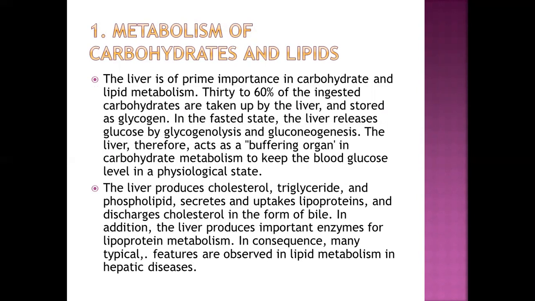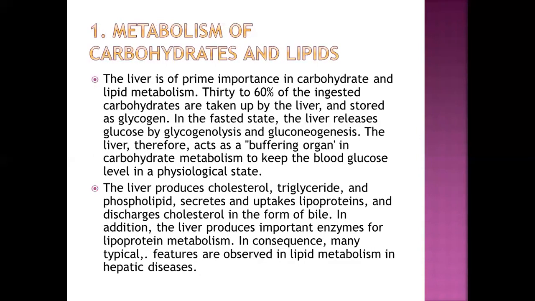First, metabolism of carbohydrates and lipids. First, the carbohydrates. Of prime importance in carbohydrate and lipid metabolism is that 30 to 60% of the ingested carbohydrates are taken up by the liver and stored as glycogen. As we all know, glycogen is the stored form of carbohydrate. When glucose needs to be stored in the body, it is not stored as glucose, but it converts itself into glycogen and is then stored in the liver.